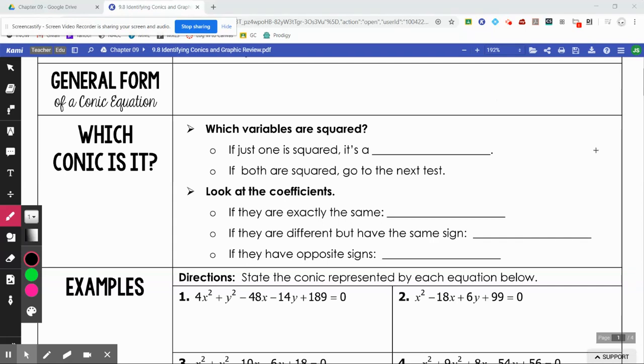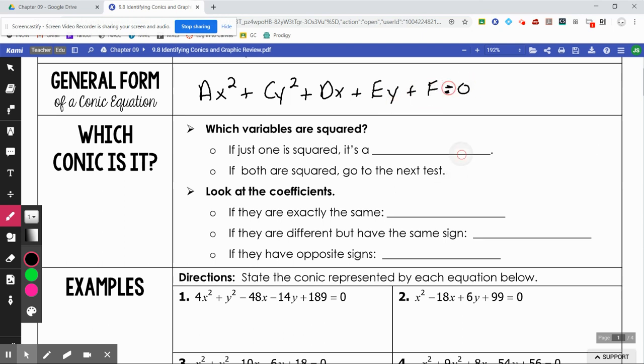Okay, in this video, we're going to throw all of our conic sections together, and we're going to talk about identifying what type of conic section it is. We're also going to talk about the general form, and here's your general form for a conic section. You have ax squared plus cy squared plus dx plus ey plus f is equal to 0.